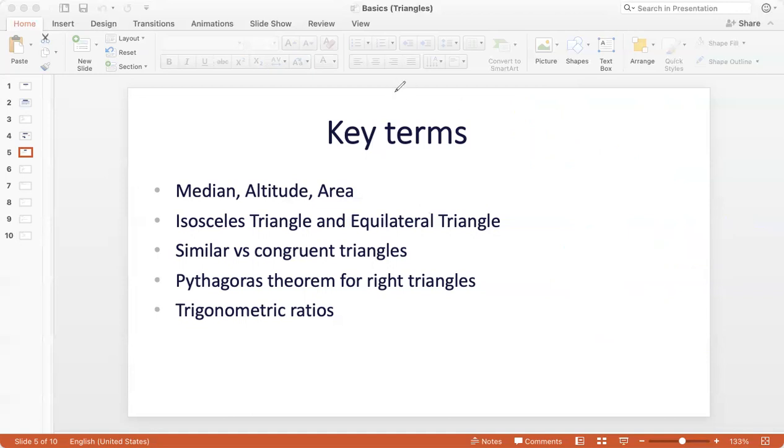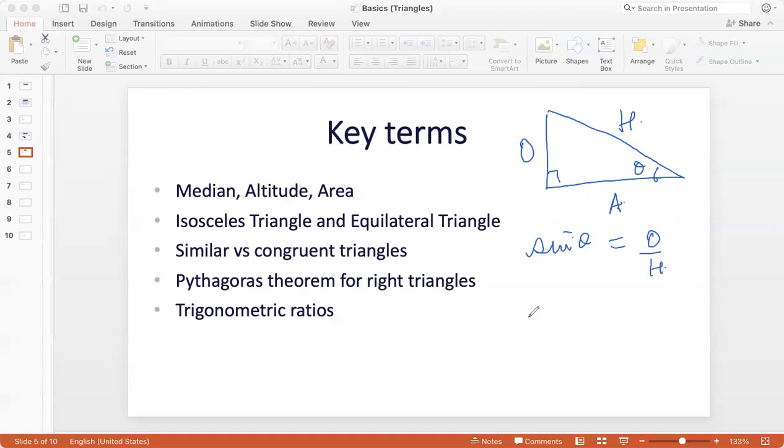And then you obviously have trigonometric ratios. Let's draw a right triangle, right? Let's say this angle is theta. Then this is called adjacent side. This is called opposite side. Okay, let me write it as O. And this is called the hypotenuse. So sine of theta is opposite over hypotenuse. Cos of theta is adjacent over hypotenuse. And tan theta is opposite over adjacent.